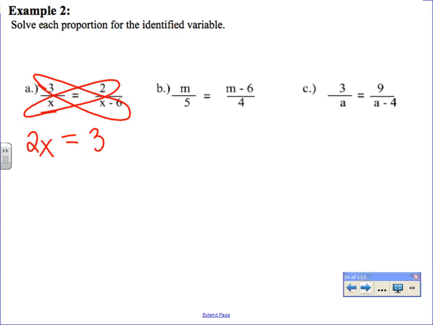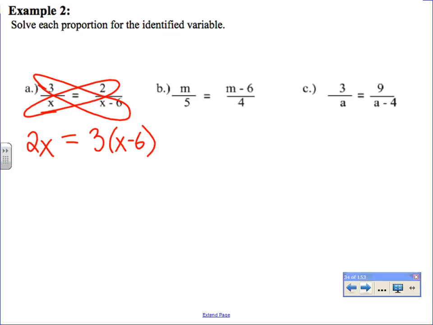Awesome. So what do we need? We have to distribute, but what do we need? What kind of symbol, Camille? Awesome. We have to distribute, so we need parentheses. So we have 3 times x minus 6. You can't just say 3 times x minus 6 and not have parentheses. So make sure there's parentheses, okay? That's the biggest difference when you're setting up your cross products.